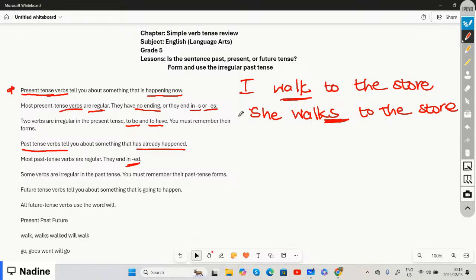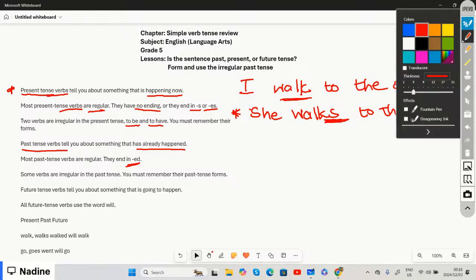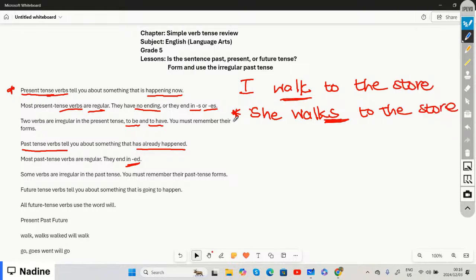So if we use that very same sentence, but we're going to use it in the past, then we can say, she walked. You see, we added an ed. She walked to the store. So now that sentence tells us that something happened in the past, meaning it has happened already. So we followed the rule by adding an ed. That basically shows that something had happened already.